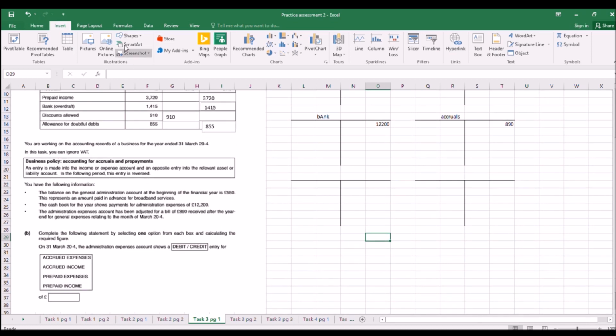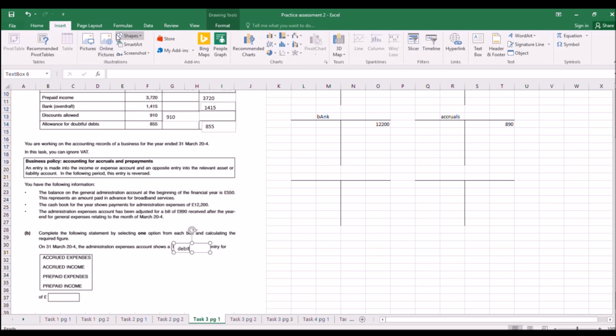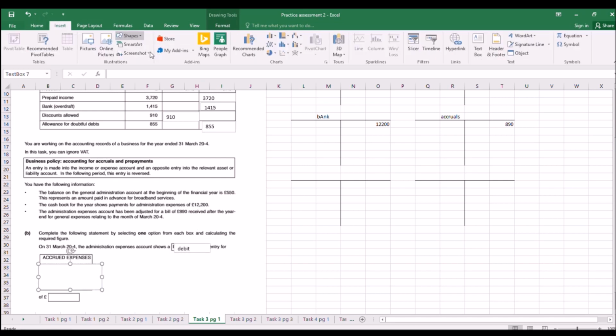Okay, well that was quite straightforward. I expected this to be a little bit harder, to be honest, but there we go, we got lucky here. So debit, and it's just accrued expenses, and it will be that amount there, 890.